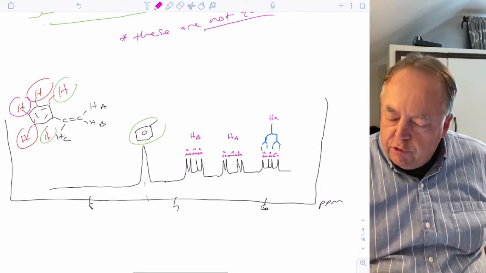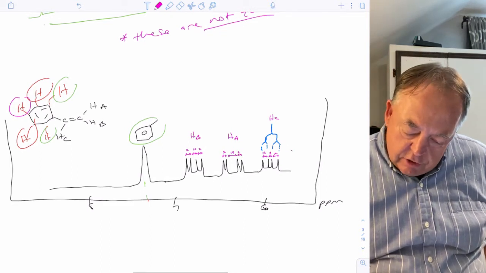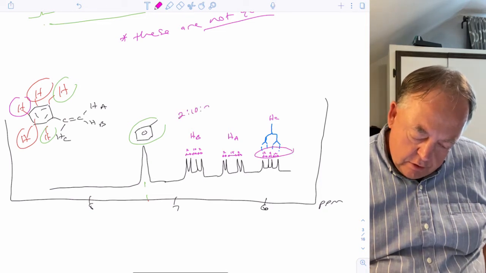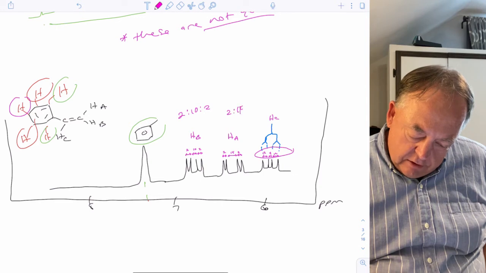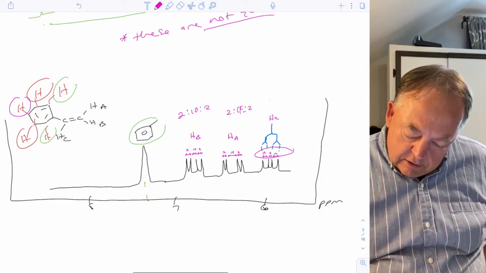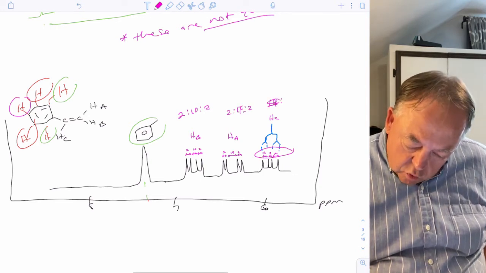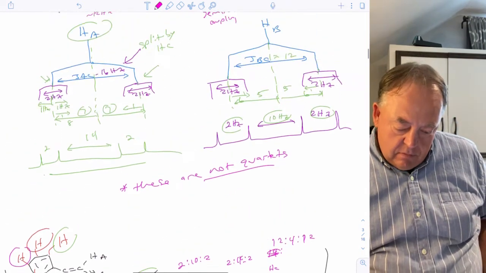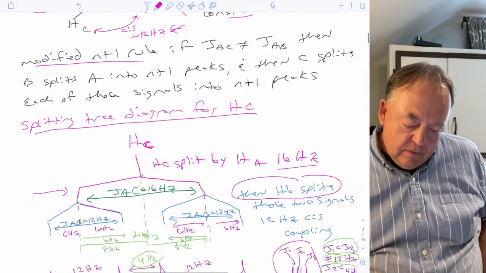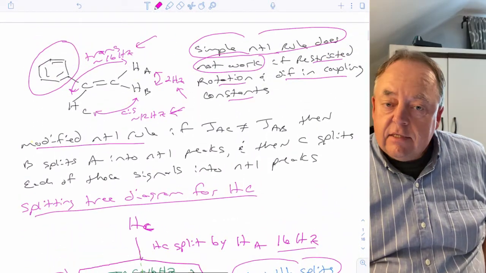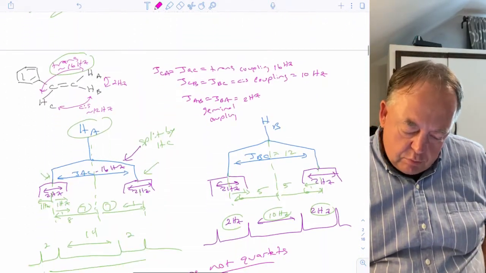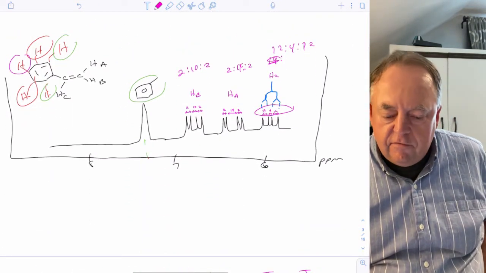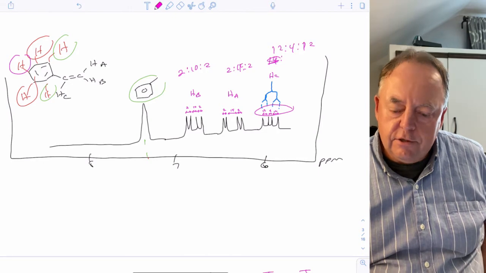So how can you distinguish between which is which? You would use the coupling constants, right? So this is a 2 to 10 to 2. This is 2 to 14 to 2. And this is 14 to 12 to 4 to 12. So then if you know what the coupling constants are for trans, cis, and geminal coupling, and the splitting tree diagram, right, you can use the coupling constants to figure out which signal comes from which hydrogen.